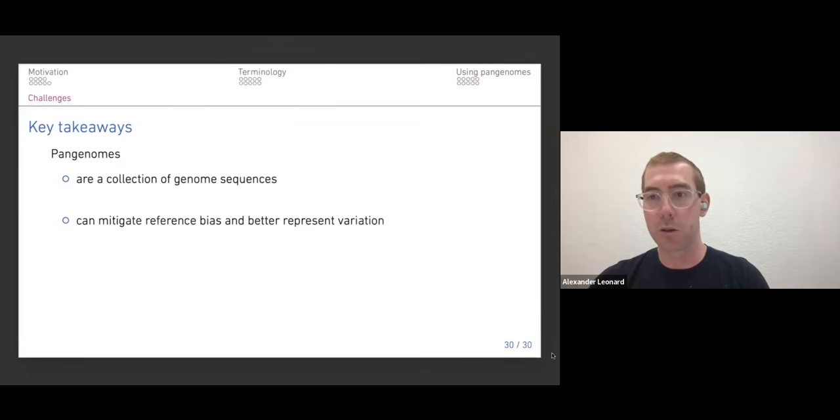And because pangenomes can include multiple sequences from very diverse individuals, this can really help mitigate reference bias, where if we aligned to a single linear reference genome, because of things like admixture, hybridization, introgression, it might not be possible to align all of your sequence to any one single linear reference genome. This can allow us to also better represent variation rather than having to require it be projected back onto a linear reference genome.